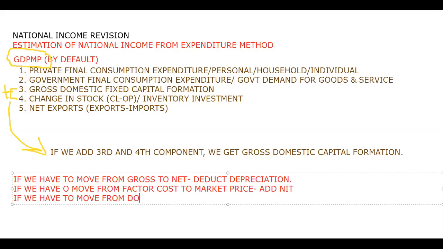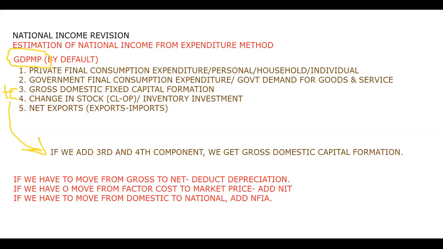And last वाला आपका point था, if we have to move from domestic to national, in that case what we will do, add NFIA. NFIA is net factor income from abroad. So I think it is now clear to everybody. So let's move to the other topic.